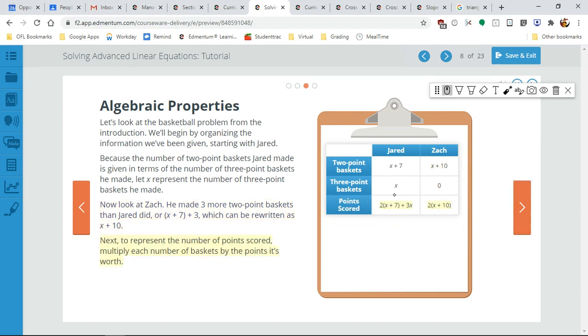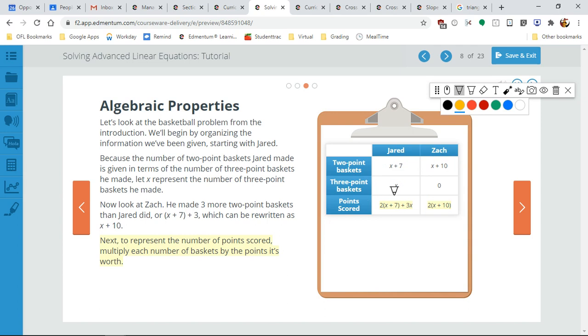And then how do we figure out how many he scored? Well, we're going to take this number and multiply it by 2. Then we're stuck with 3-pointers. Well, for 3-pointers, we're going to take this number times 3, and that's how we're going to solve this. So they did it nicely.